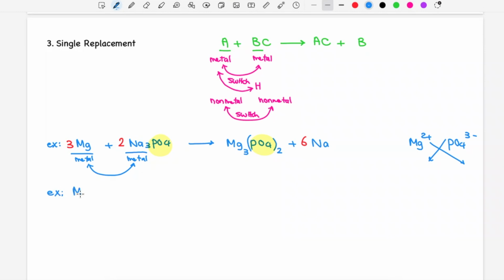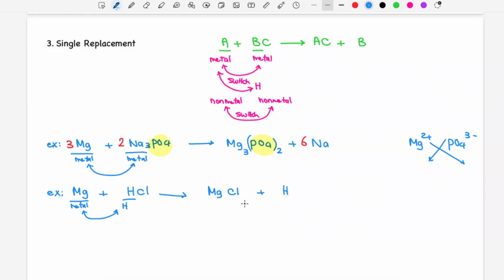Now imagine the same thing, magnesium, but this time with HCl. So this is the metal now, and we're switching it this time with the hydrogen. So these two will switch. What happens is that magnesium is going to replace hydrogen. So magnesium is going to sit with Cl, and hydrogen is going to be on its own.